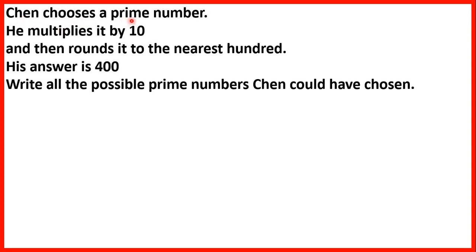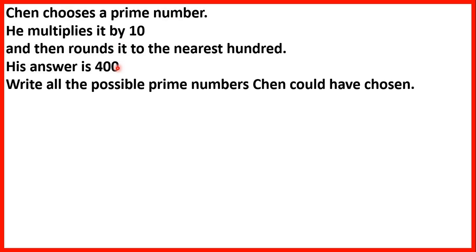Chen chooses a prime number. He multiplies it by 10 and then rounds it to the nearest 100. His answer is 400. Write all the possible prime numbers Chen could have chosen. So we need to find the possible numbers that he could have chosen at the start.